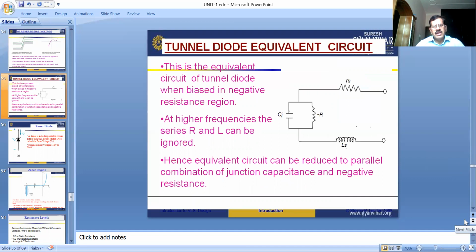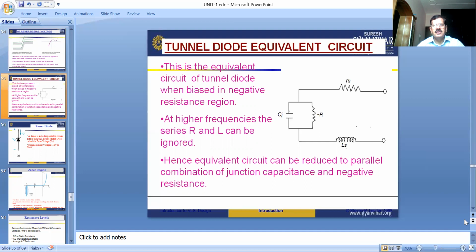Now we draw the equivalent tunnel diode circuit. We see here a simple circuit with one series resistance, one parallel resistance, one inductance and one capacitance. This is the equivalent circuit of the tunnel diode, which is represented by the resistance, inductance and capacitance. This is the equivalent circuit of the tunnel diode when the bias is in the negative resistance region.